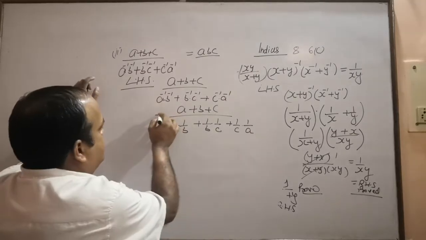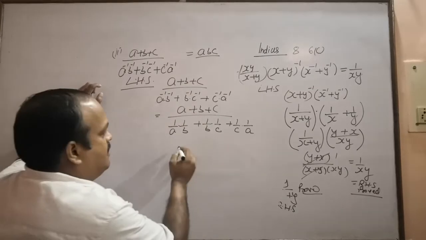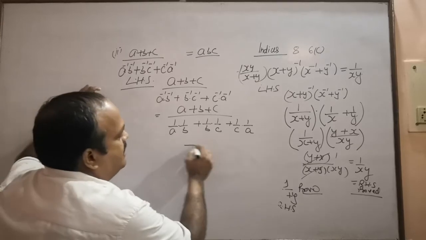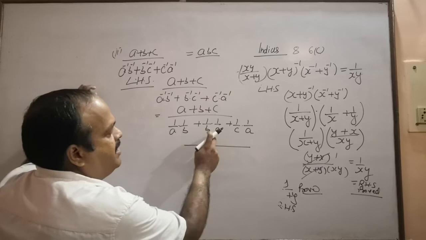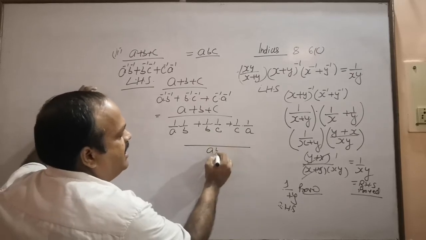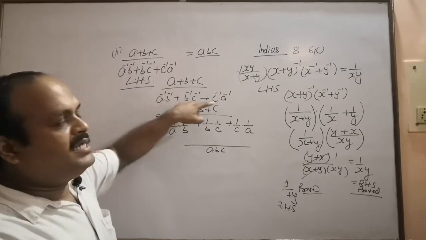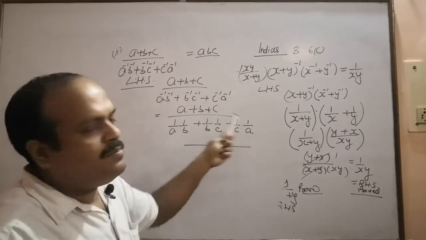Then in this step itself we will add these three fractions by finding the LCM. The LCM of ab, bc, ca will be a into b into c. Remember, numerator is a plus b plus c. So we are going to add these three products.